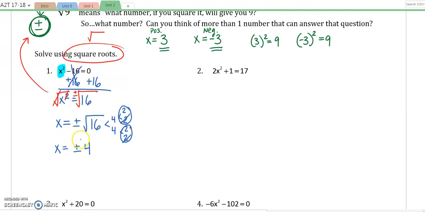So I end up with my 2 different answers because there's a positive 4 or a negative 4, plus or minus 4. And that's it. Okay, let's try a little bit of a harder one. So in number 2, we have 2x squared plus 1 equals 17.